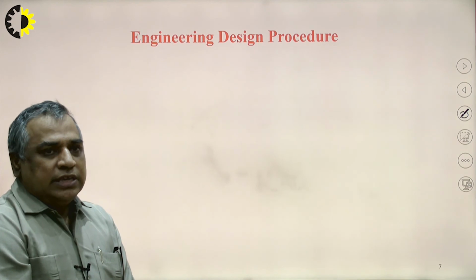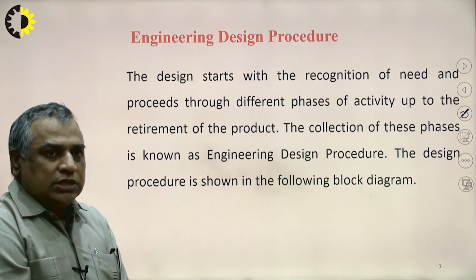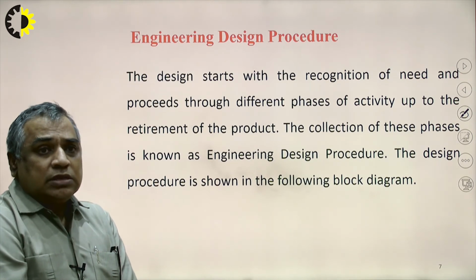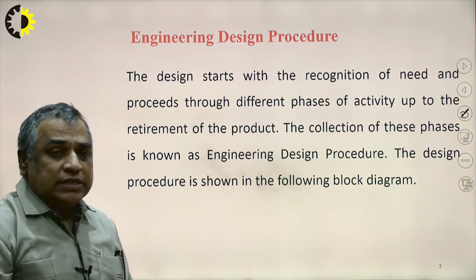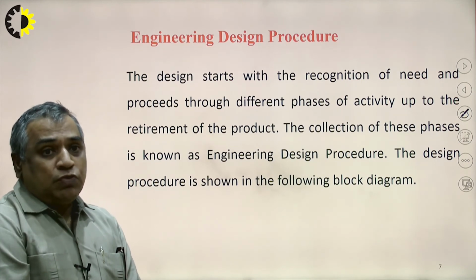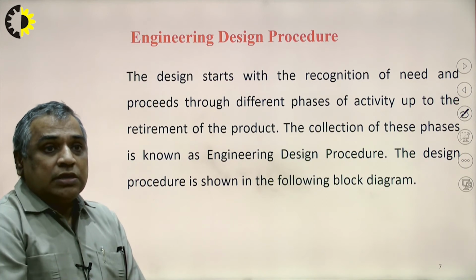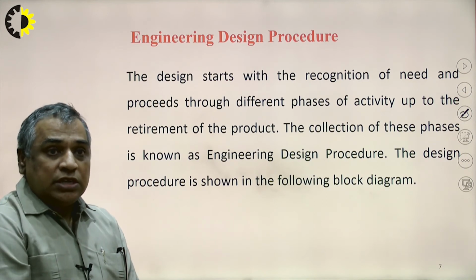Then the engineering design procedure. After the design cycle we come to the engineering design procedure. The engineering design procedure is an accumulation of various stages, starting from the recognition of need to the retirement of the product that you have decided and designed. So that is called the engineering design procedure.